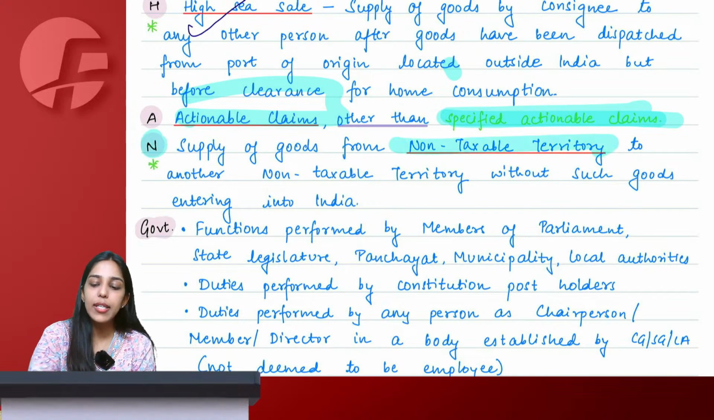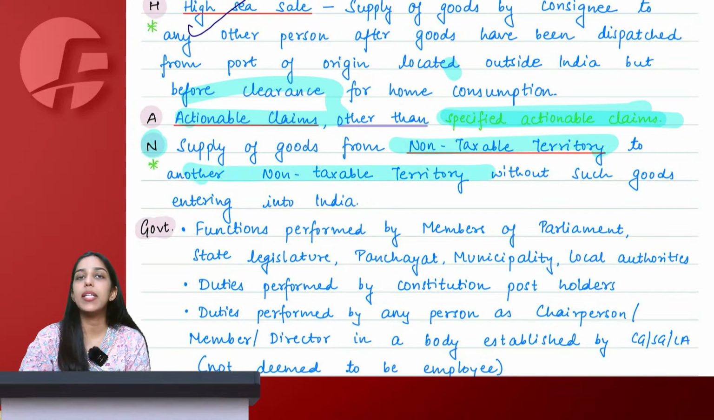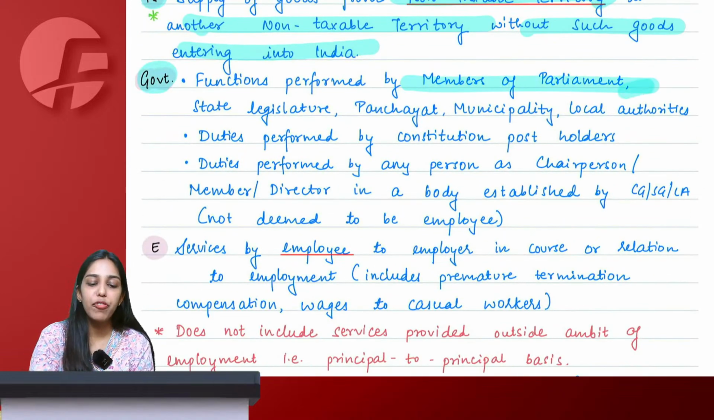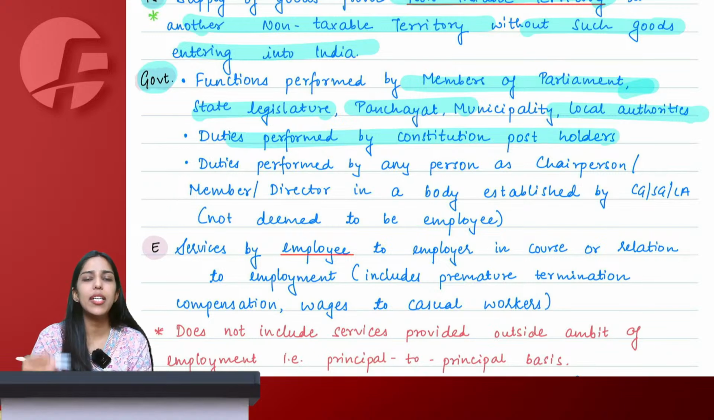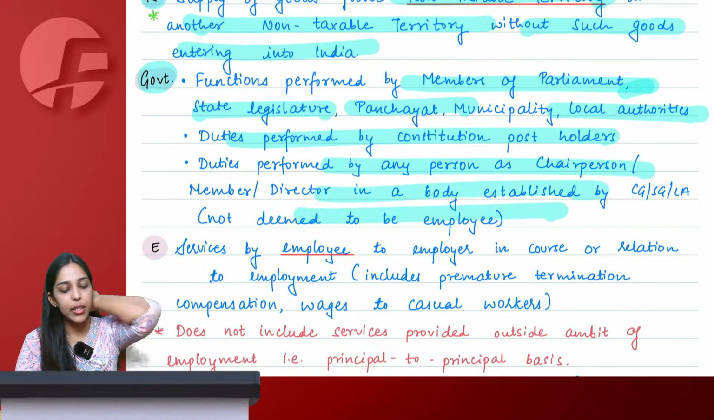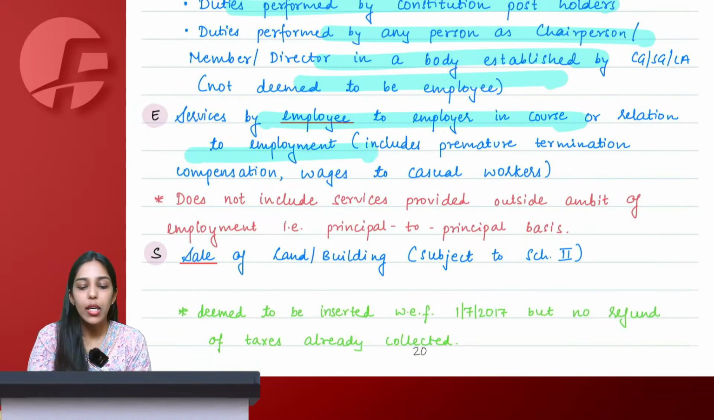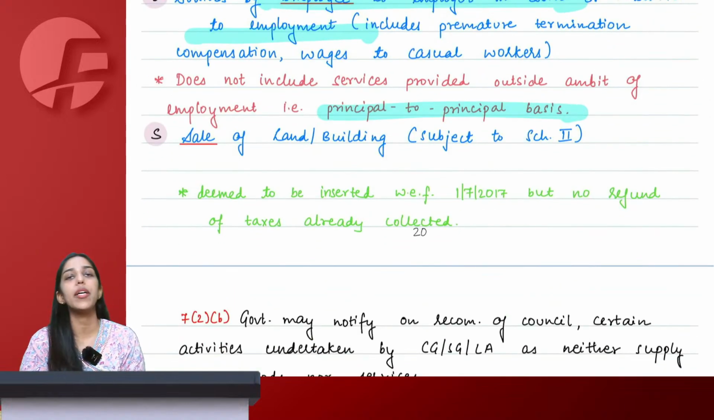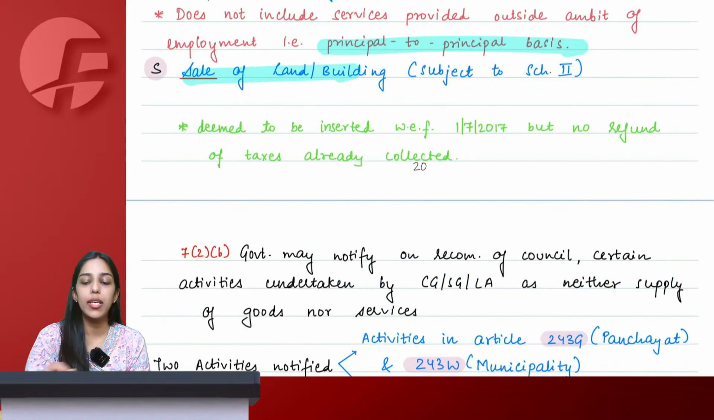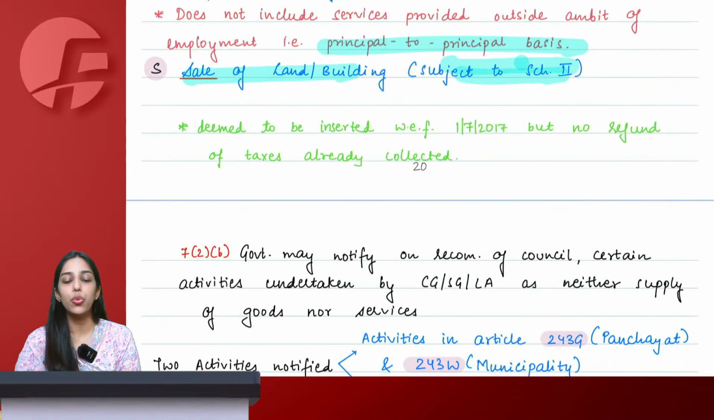And one non-taxable territory to another non-taxable territory without goods entering into India. G, government, member of parliament, state legislature, panchayat, municipality, constitution post holder, being on any post of a government body. E, employer, employee, but does not include services provided on a principal to principal basis. And S is sale of land and building, subject to schedule 2.